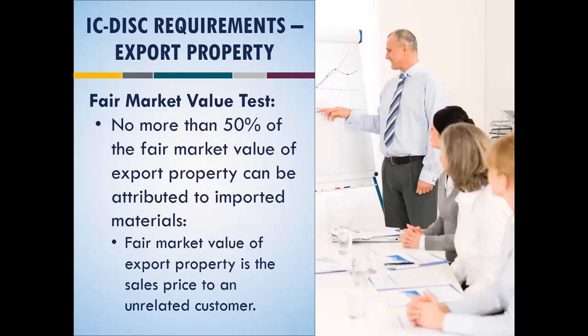So let's say in our t-shirt example, that we bought t-shirts that were manufactured outside the US and we import them into the US so that we can add our graphics to them and then sell them. So let's say one shirt is valued at $5. So we import a shirt, our imported material is $5. We add our graphics to the shirt, and then we sell it to our customers for $20. So the imported materials of $5 as a percent of the fair market value of the export property, $20, is 25%. And because that is less than 50%, we meet the fair market value test.